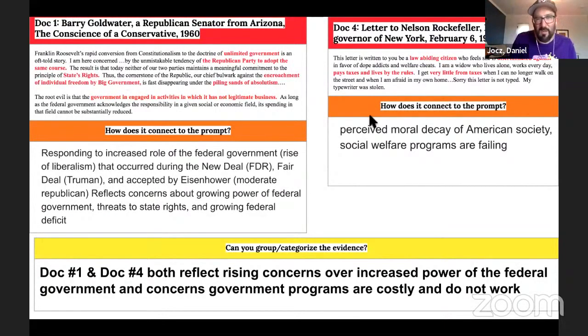If I have document 1 and document 4, here's what I think document 4 is saying, here's what I think document 1 is saying, I might be able to group them together. That means when I write my actual essay, I'm going to talk about both these documents in the same body paragraph. Both document 1 and 4 reflect rising concerns over increased power of the federal government and concerns that government programs are costly and do not work. Right? They're both kind of hinting at that or in fact saying it.